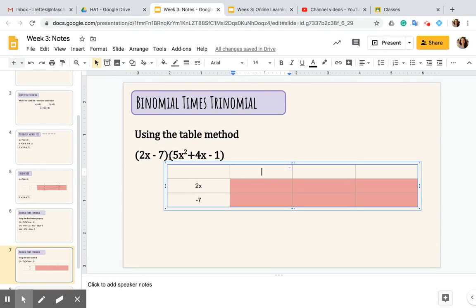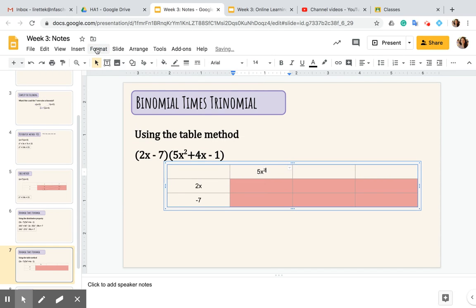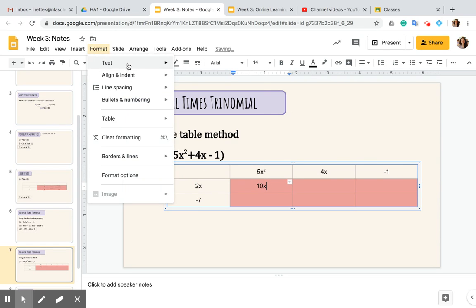All right, my columns, I'm going to have 3 columns. One of those is going to be titled 5x squared. And then the next one is going to be a 4x. And then the last one is going to be a -1. And like last time, I'm just going to multiply the terms for where they would intersect. So this first box here, I'm going to multiply 5x squared with 2x, and that's going to give me 10x cubed.